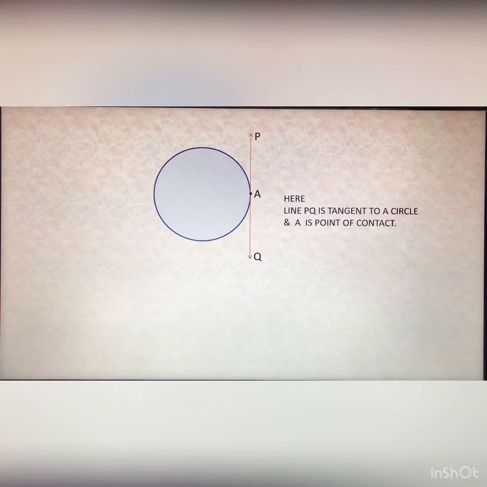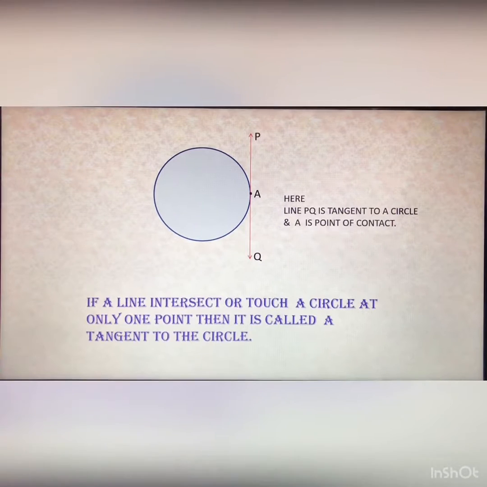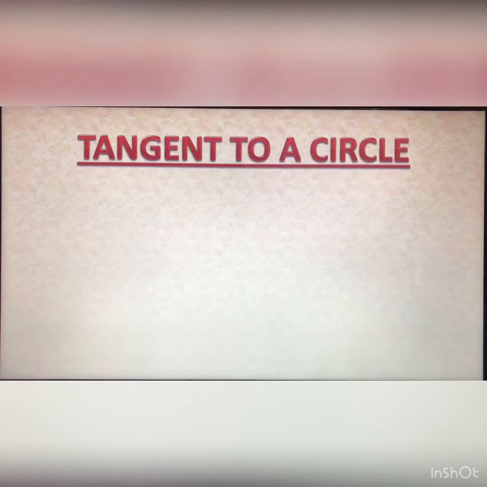So I think that it is clear. What is the point of contact? It means if a point is a common point of a circle and a line, then that point is known as point of contact. And if a line is passing through a point of a circle, then that line is known as a tangent of the circle. So if a line touches a circle at only one point, then it is called a tangent to a circle. So I think that the concept of point of contact and tangent to a circle has been clear. Now moving to the next, tangent to a circle.